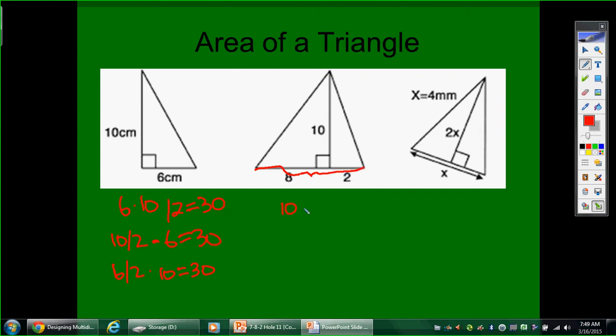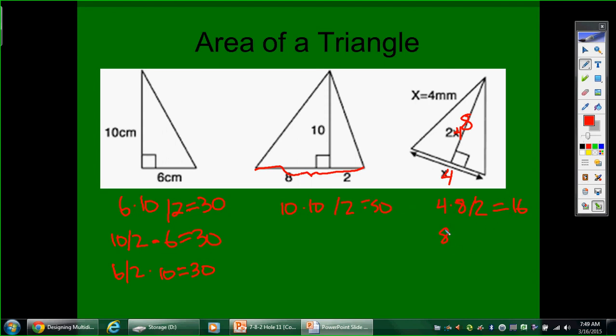So my base is 10, my height is 10, divided by 2, 100 divided by 2 is 50. Or I could have just said 5 times 10 would have given me 50 as well, if I divided up front. Here I have to substitute in a length. This is 4. This is 2 times 4, which makes this height 8. So I'm going to say 4 times 8 is 32, divided by 2 equals 16.